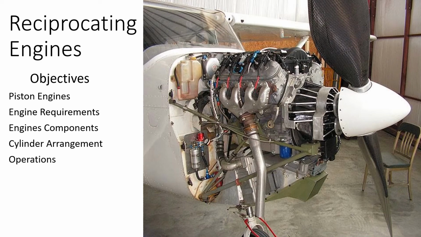Today I'm going to talk about reciprocating engines, in other words, piston engines. So the main objective today will be to focus on what piston engines are, what the requirements are for a good working engine, and what the components of an engine are. We will also discuss the cylinder arrangements in an engine, and we will learn about the mechanism according to which the piston engine works.